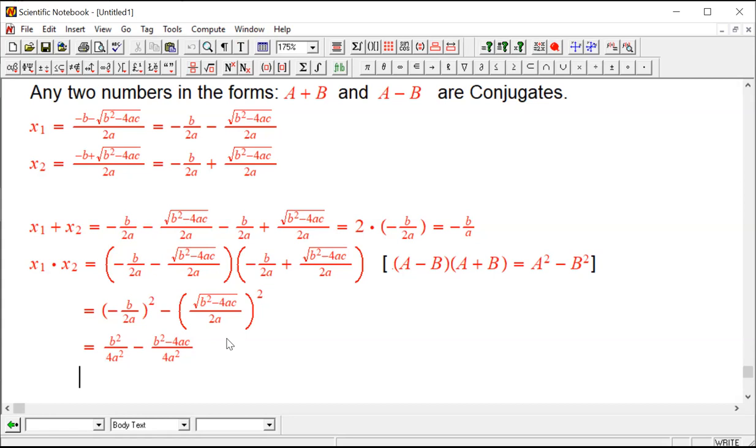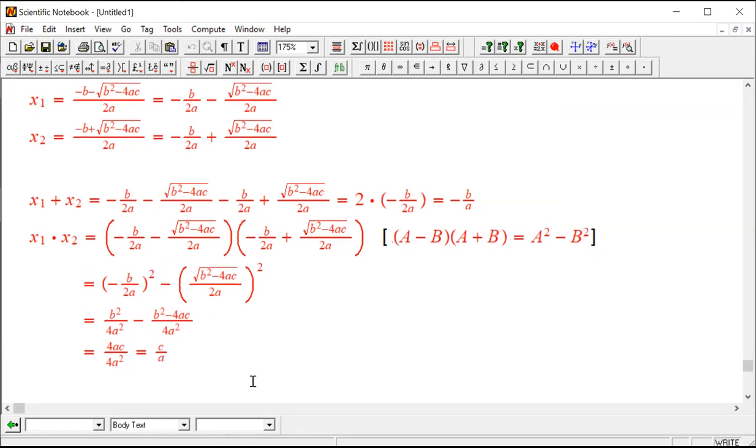Ha, we got the same denominator. And we keep the same denominator, and we subtract the numerator. So b squared minus b squared minus 4ac, that becomes plus 4ac. 4a, take away a 4a underneath, so we get c over a.